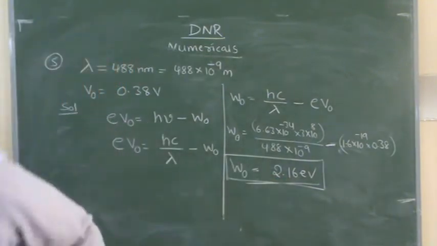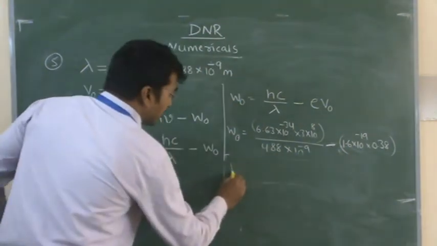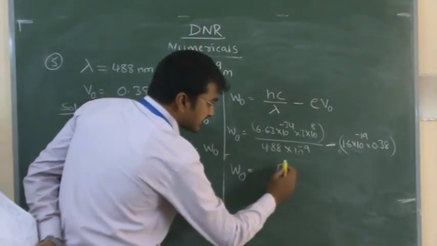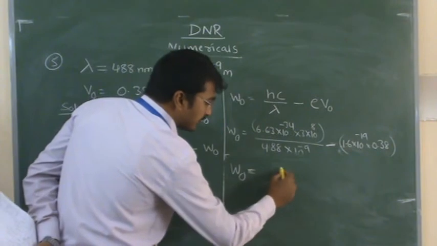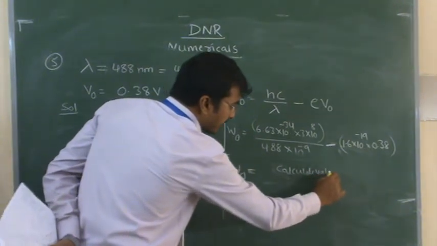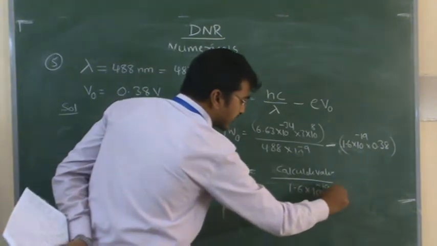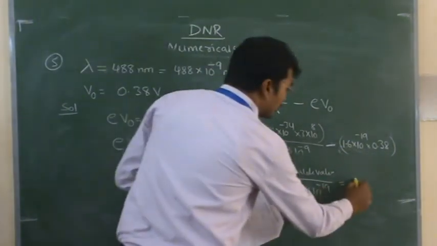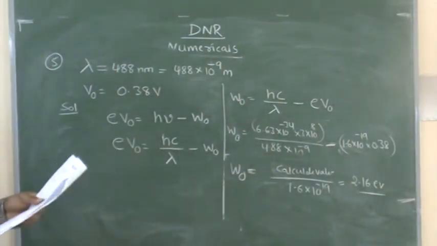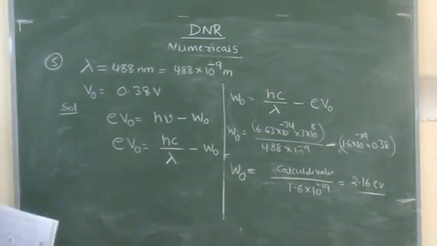Otherwise, I will write here. W naught is equal to the calculated value divided by 1.6 into 10 to the power minus 19, and you will get the answer as 2.16 electron volts. Okay, clear? Make a note of it.